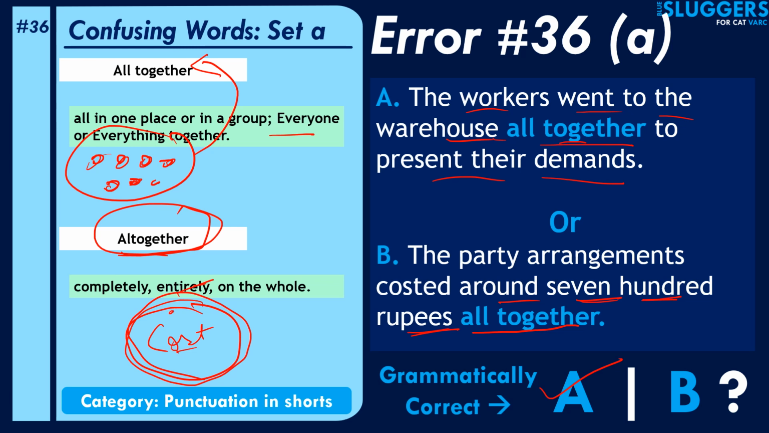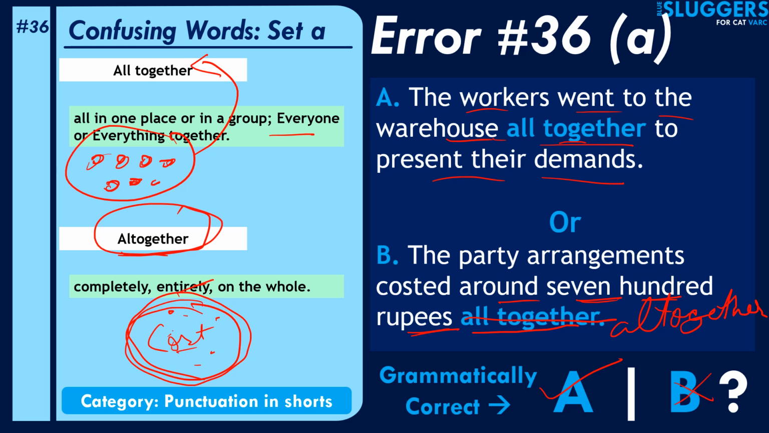It's not like there are multiple points or multiple entities here that have come together. It's more like the overall, the complete cost. The whole cost won't be the correct usage, but you get the idea, right? The entire cost. So you're talking about it as a whole. There are no entities as such involved here. So that's why the correct usage here will be "altogether". Okay, so yeah, B will be incorrect.